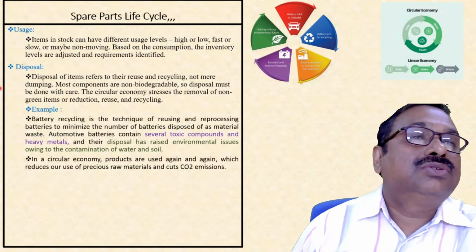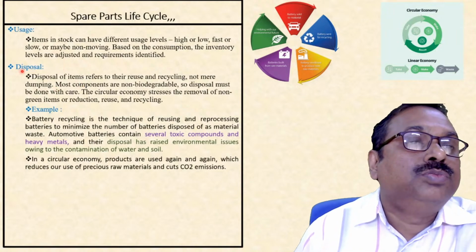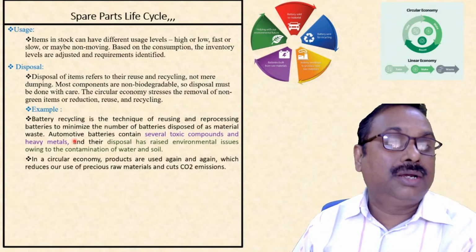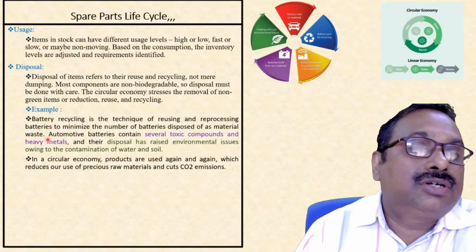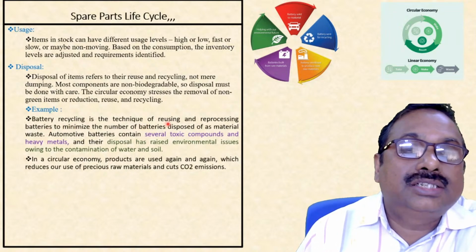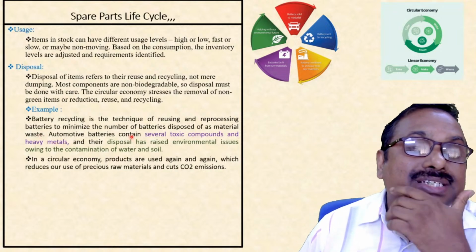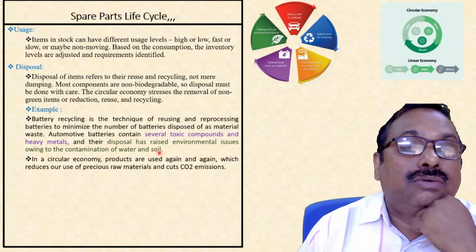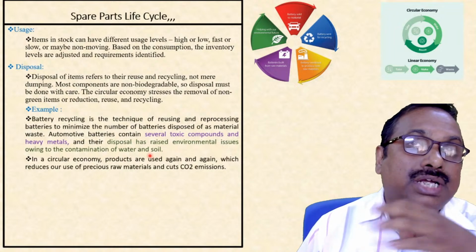The next one is usage, and the last one is disposal. Disposal is also an important point, like your automobile batteries and inverter batteries. Recycling is the technique of reusing and reprocessing batteries to minimize the number of batteries disposed. Because several toxic compounds and heavy metals are there in the battery. So there are some laws.